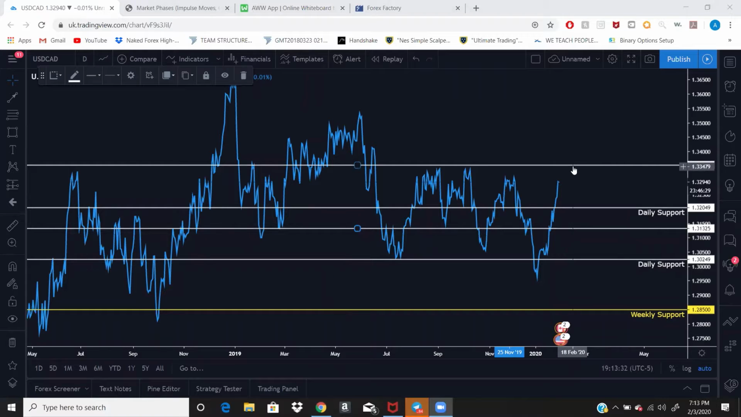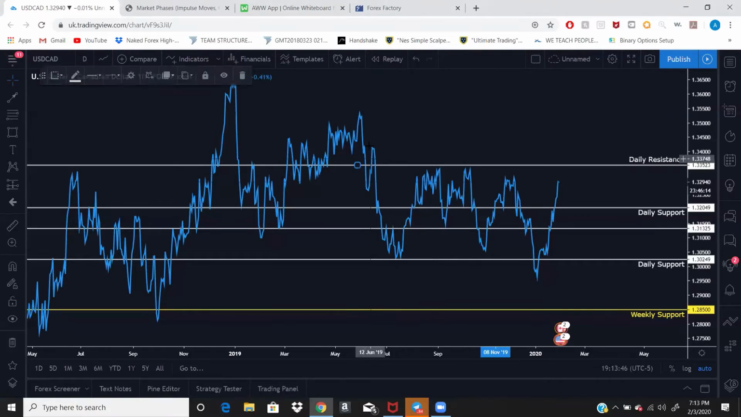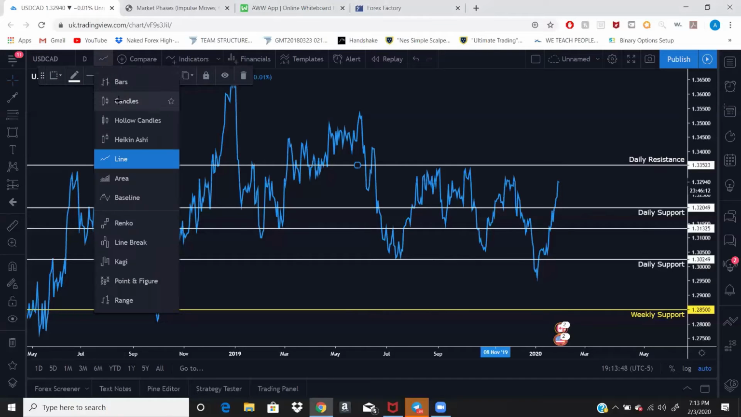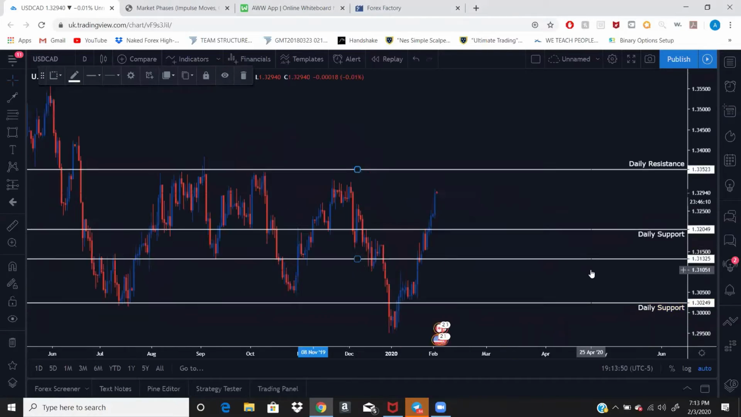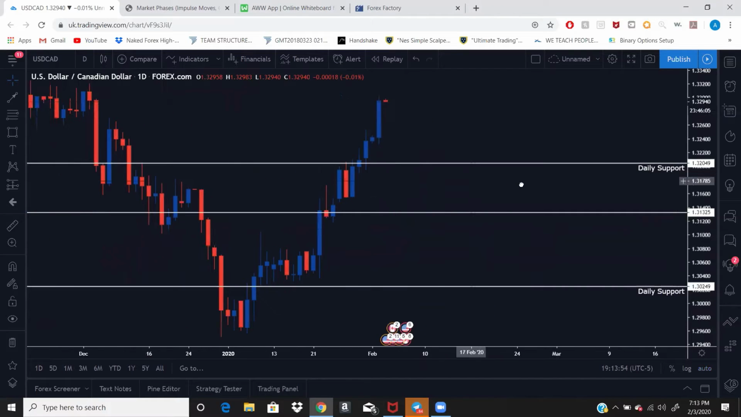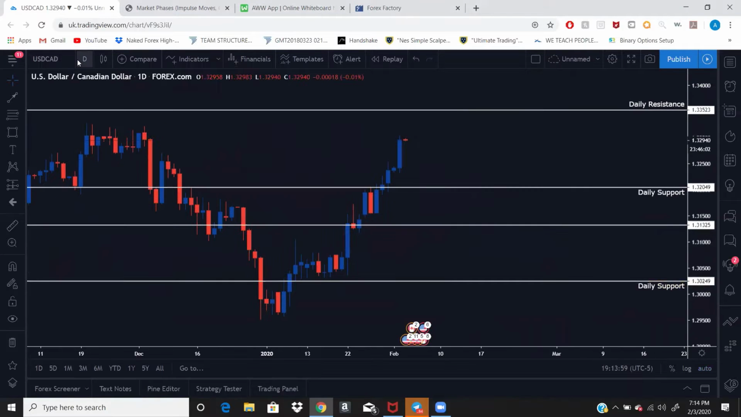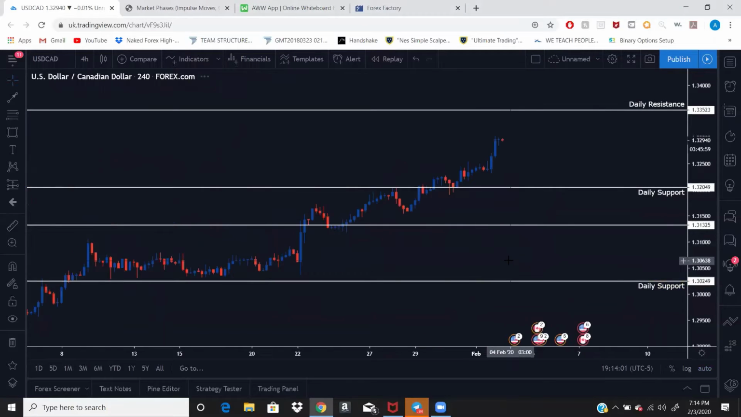Okay, there's definitely resistance. And there's definitely support. Okay, perfect. So we just need to label this. Yep. All right. USD CAD went up. All right. So let's go on a 4-hour.